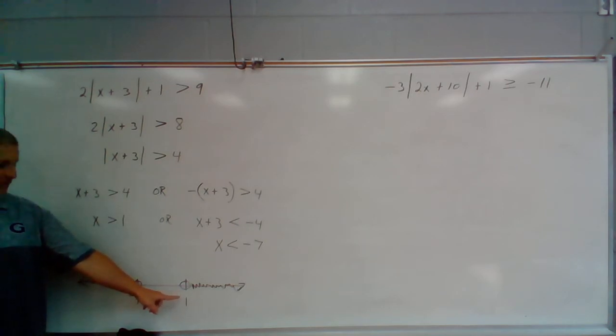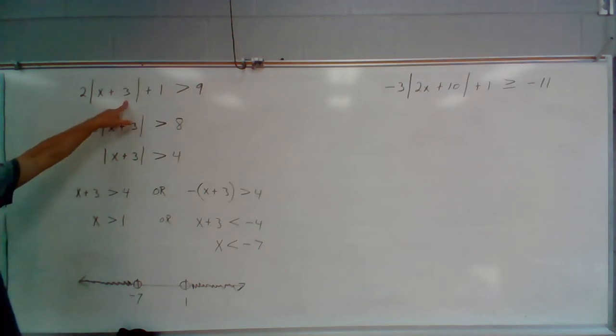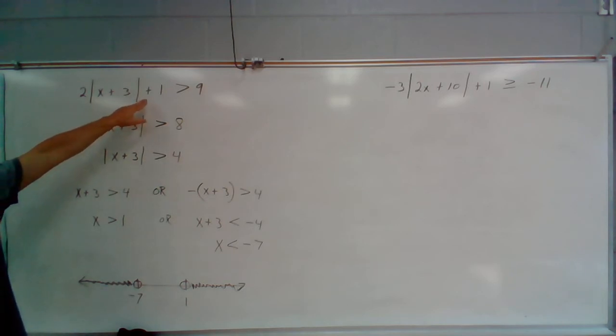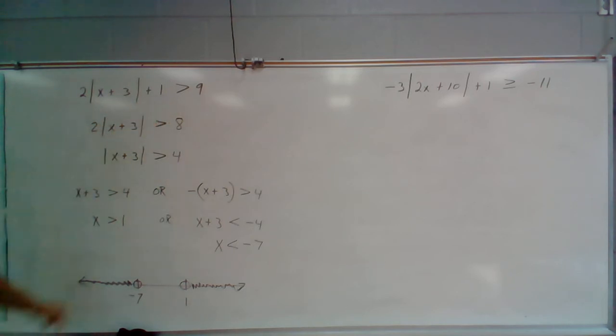We're claiming that 1 doesn't work because there's an open circle. So let's put a 1 in. 1 plus 3 is 4. Absolute value of 4 is 4. 2 times 4 is 8. 8 plus 1 is 9. And 9 is not greater than 9.